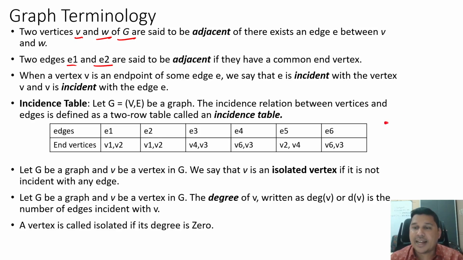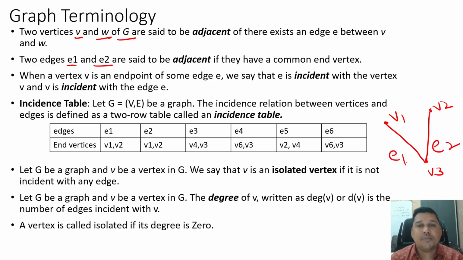It means I have V1, I have V2, and there is a vertex V3. This is my edge E1, and this is my edge E2. E1 and E2 are adjacent to each other because there is one vertex which is common to both edges. So, these kinds of edges are called adjacent edges. And vertices V1 and V3 are adjacent because there is an edge between them. V3 and V2 are adjacent vertices too. You can tell that based on that.